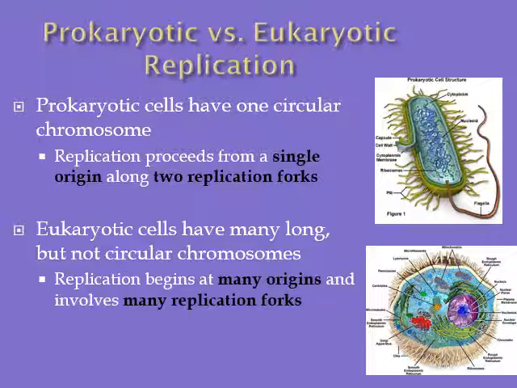For eukaryotic cells, we have many long but not circular chromosomes. Remember, in each of our body cells, we're going to have 46 chromosomes. So we'll have to make copies of all of those. Replication is going to begin at many starting points or many origins and have many replication forks. So it's going to be a little bit more complicated in eukaryotes, just like everything else. Eukaryotes are a little bit more complicated than bacteria cells. So replication is going to take place maybe longer and have more starting points where it actually begins.